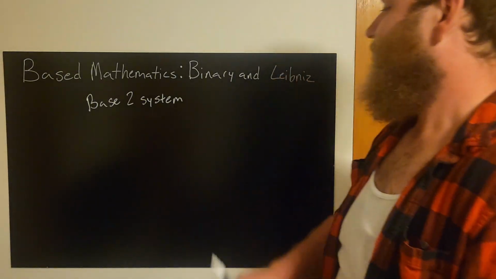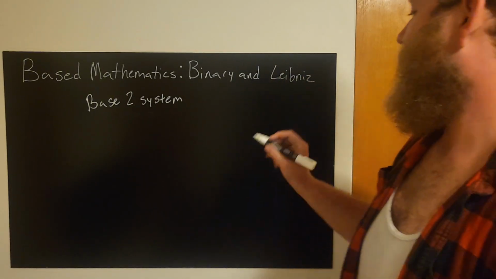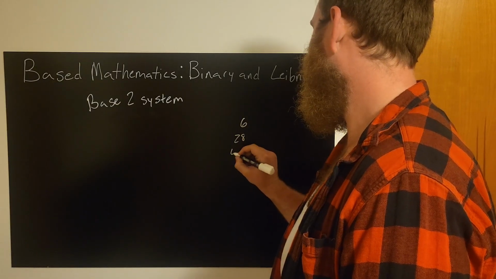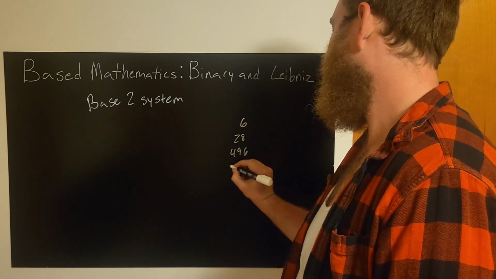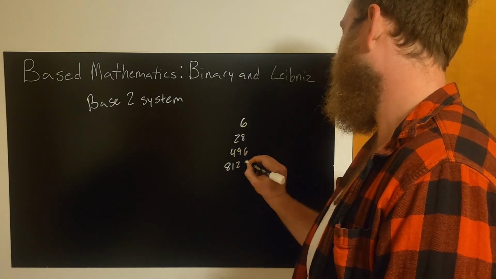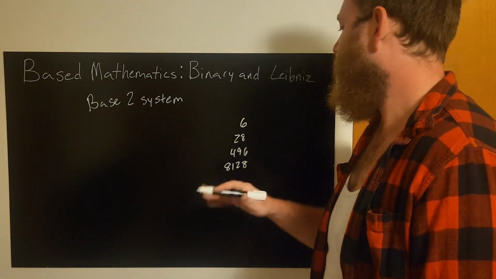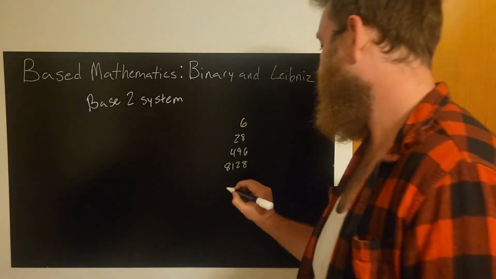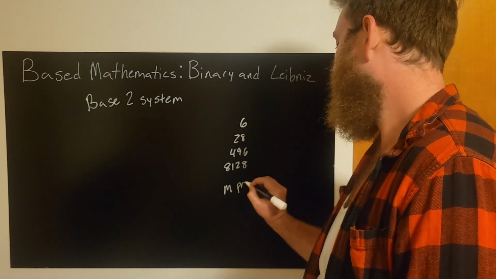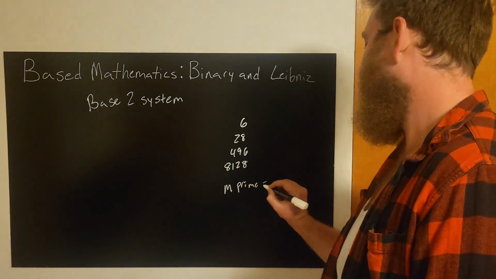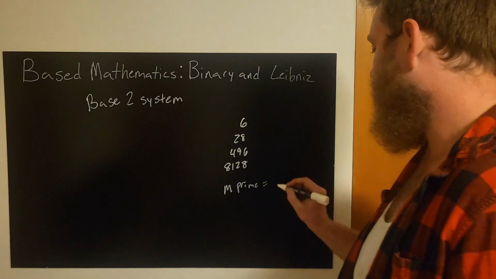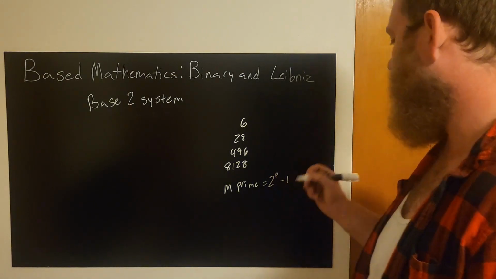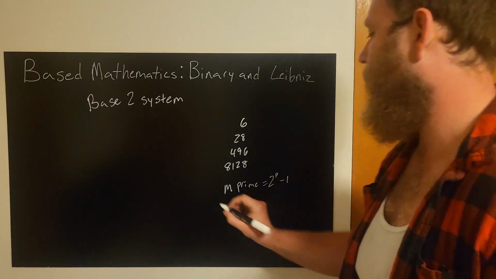But you have perfect numbers. So what we have: 6, 28, 496, 8,128. And so the way that you get these is following the Mersenne prime formation. So a Mersenne prime is any prime p such that when you take 2^p minus 1, that number is prime.